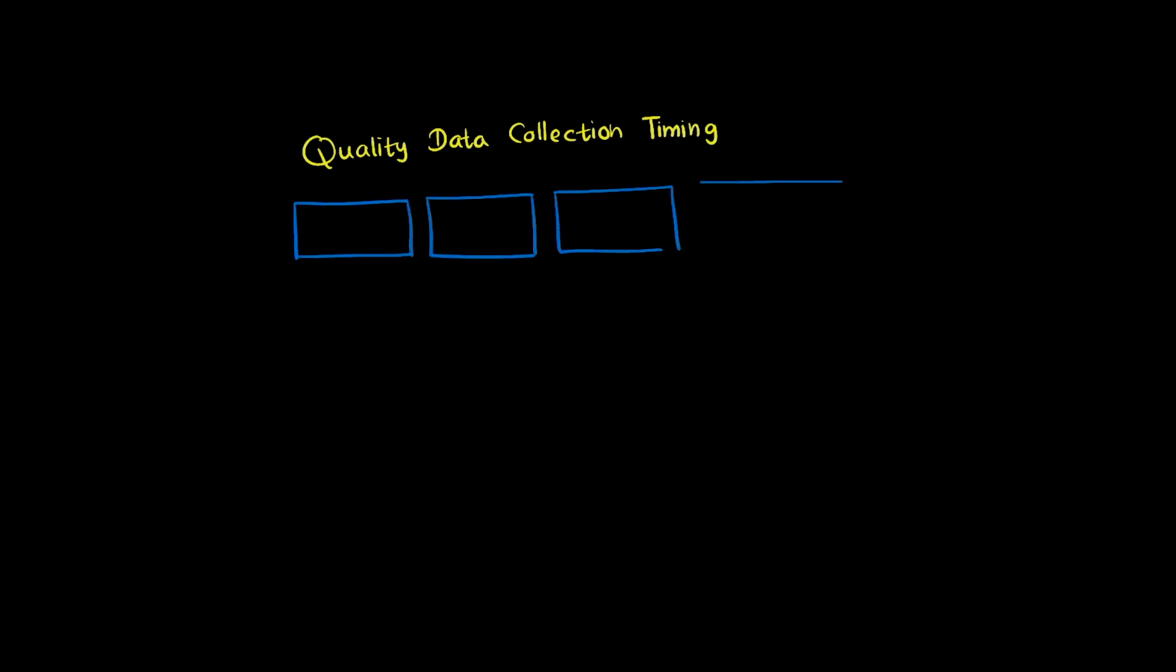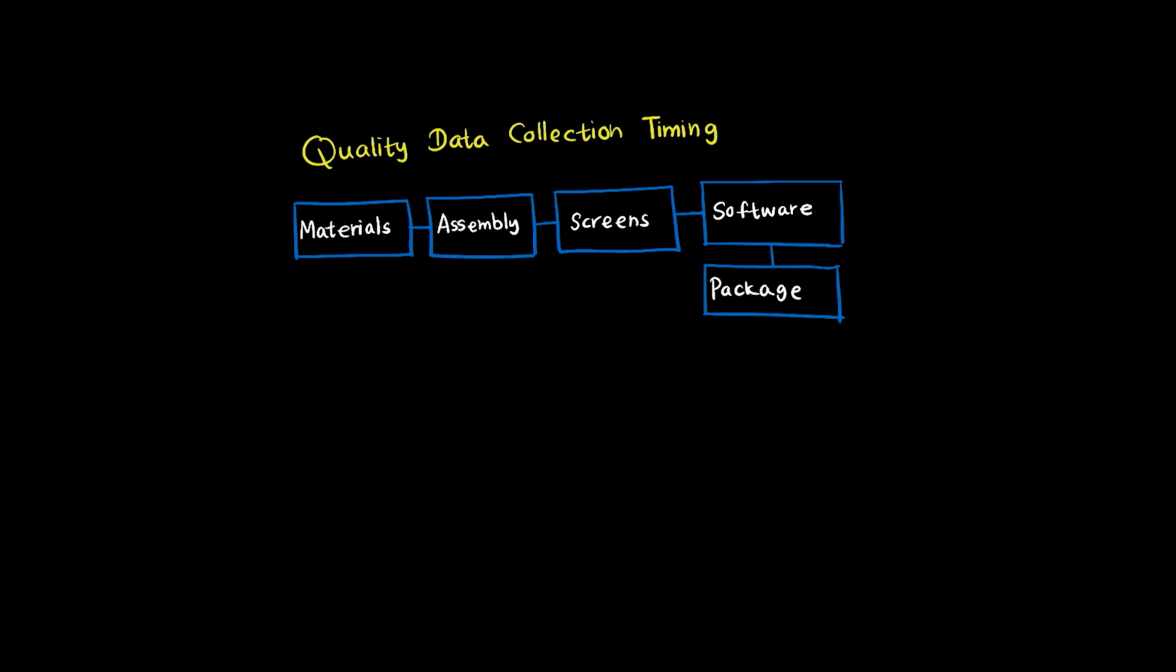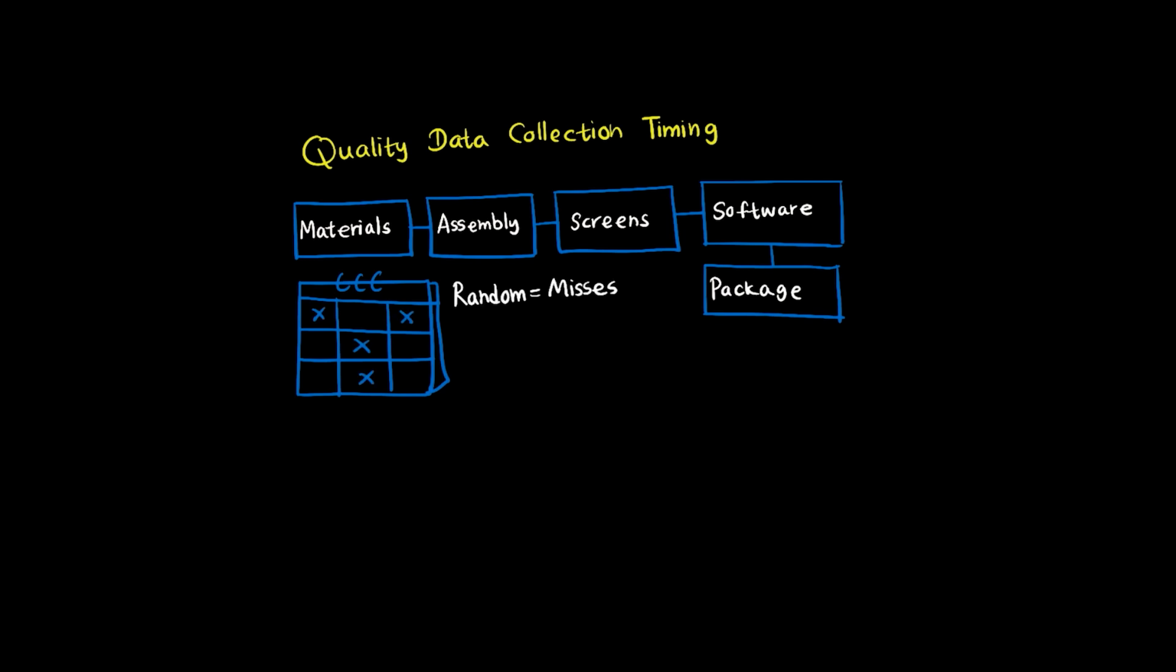Quality assurance in manufacturing requires systematic data collection, and timing is everything. Imagine a production line making smartphones. Components assembled, screens attached, software installed, packaging. Random occasional sampling might catch some problems, but miss systematic issues. If a machine malfunctions every Monday morning, random sampling might never detect it. Final inspection only tells you something's wrong, not where or why.